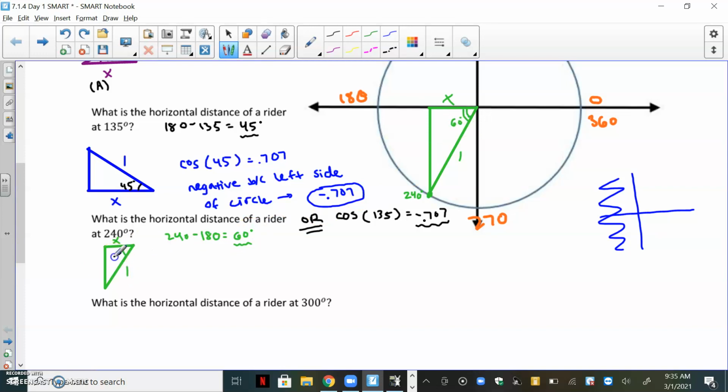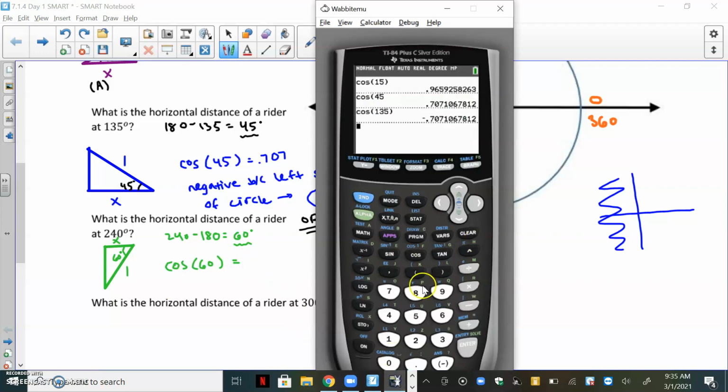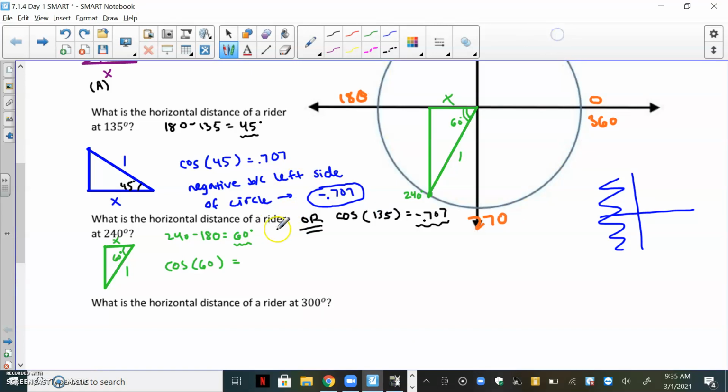Okay, so I know that right here I can put a little 60. So that tells me, okay, well, let's do the cosine of 60. The cosine of 60, according to our calculator, is 0.5. But, of course, it's on the left side, so it's going to be negative. But again, you could also have just done cosine of 240. I want you guys to understand both.